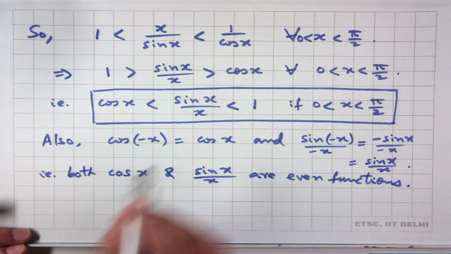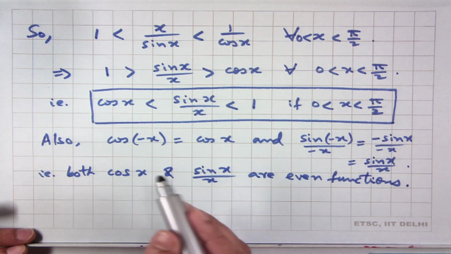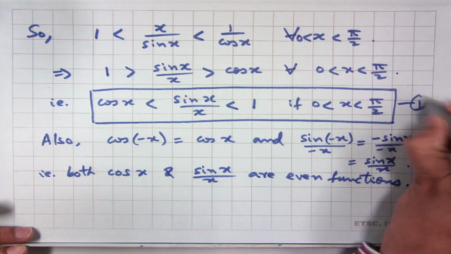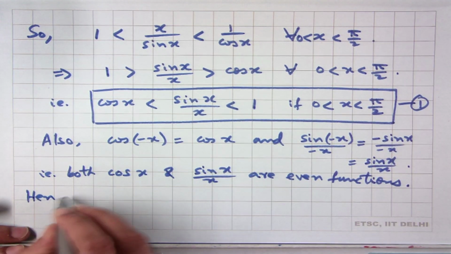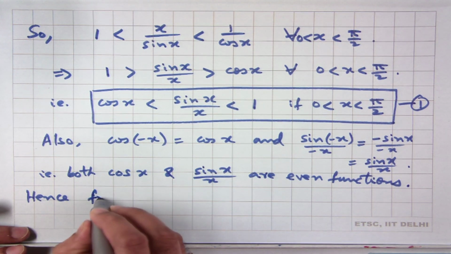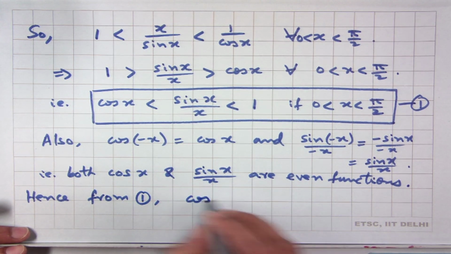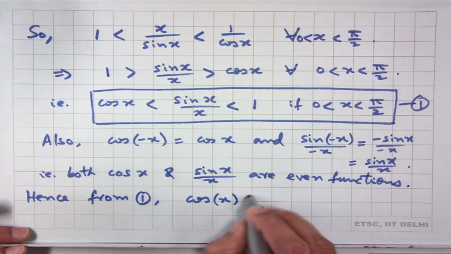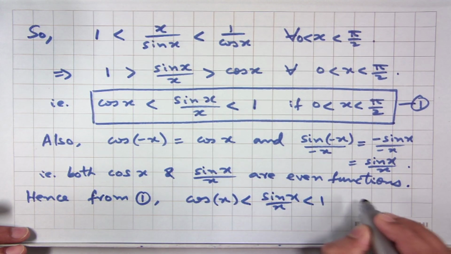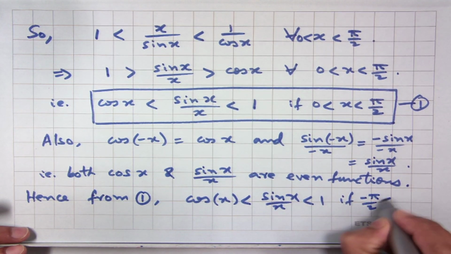So, if x is negative, then minus x is positive. So, because we have this inequality 1, hence from 1, the inequality is in fact true for any x between minus pi by 2 to pi by 2.